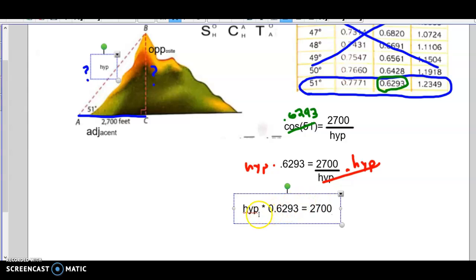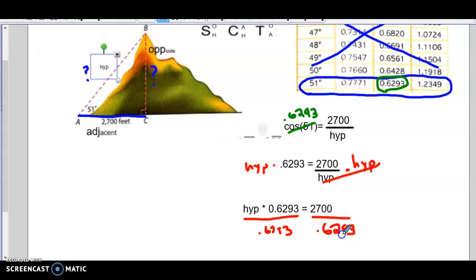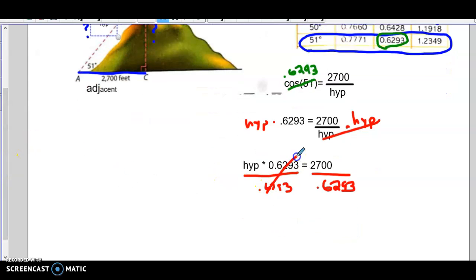Now I want to get the hypotenuse by itself by undoing this multiplication. How do we undo multiplication? Easy. Division. So we're going to divide both sides by 0.6293. And that's going to be our answer. This crosses out and we get our hypotenuse. Our hypotenuse is equal to 2,700 divided by 0.6293. I don't know what that even is, okay?